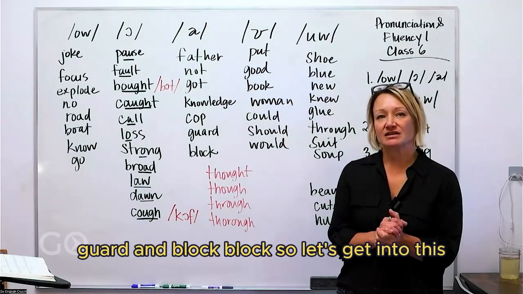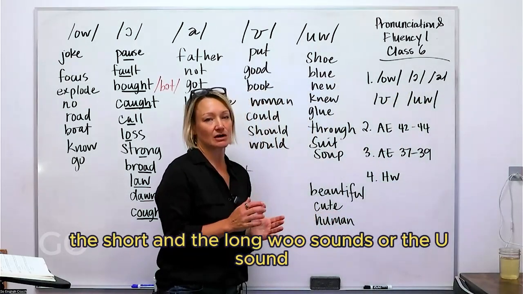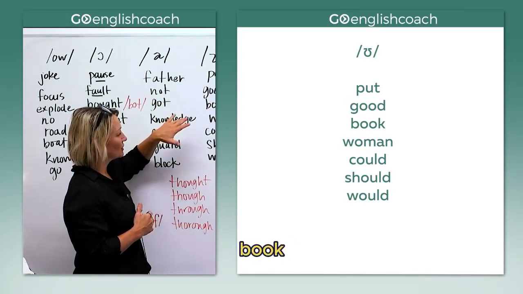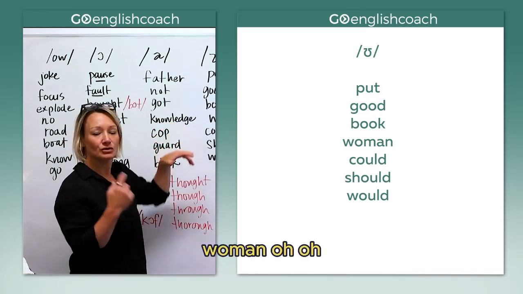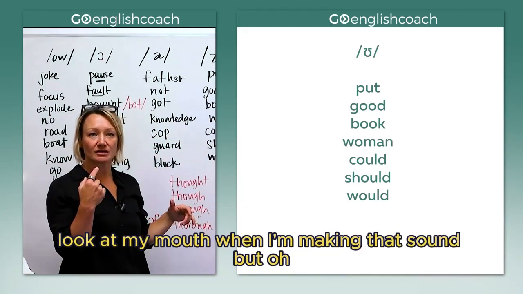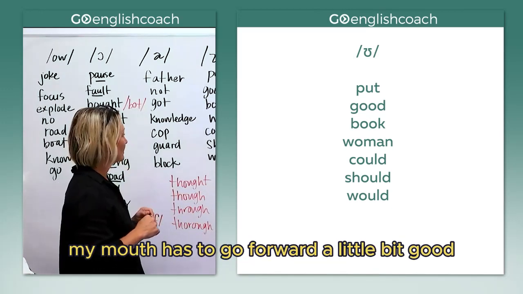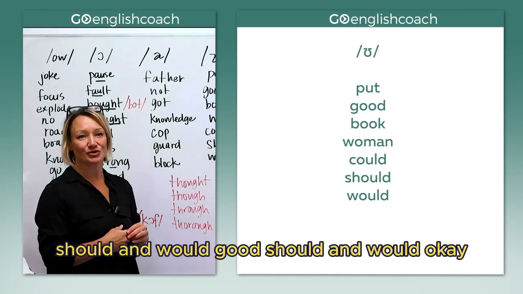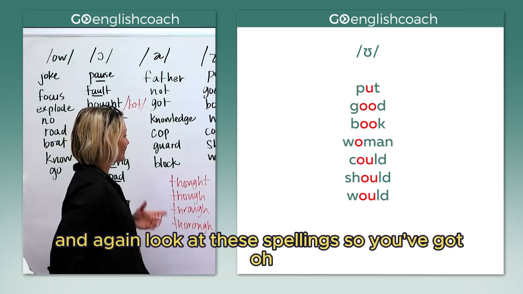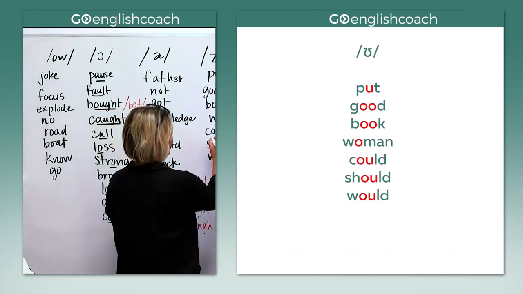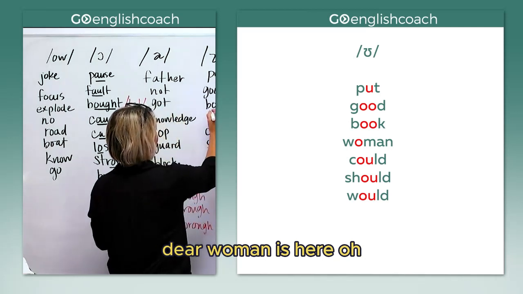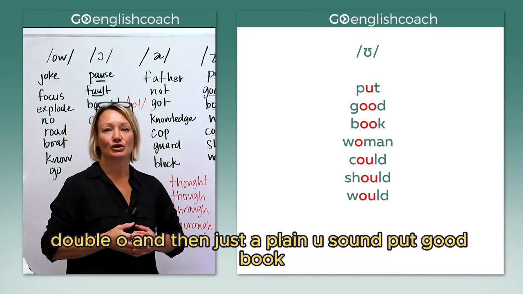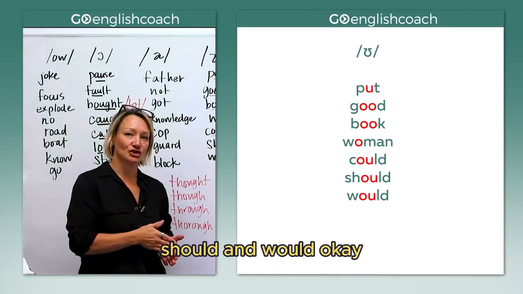Block. So let's get into the short and the long "oo" sounds. So we've got put, good, book, woman. Look at my mouth when I'm making that sound. Put, my mouth has to go forward a little bit. Could, should, and would, okay? And again, look at these spellings. Woman is here, double O, and then just a plain U sound: put, good, book, woman, could, should, and would.